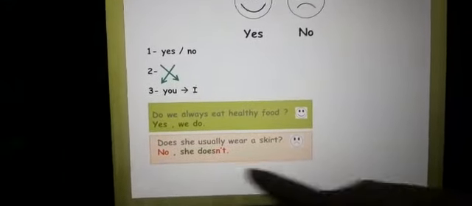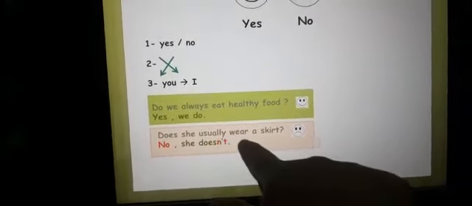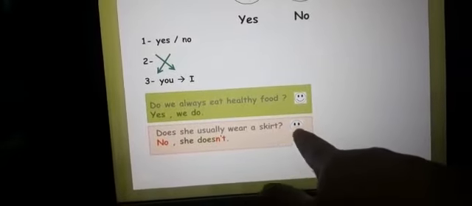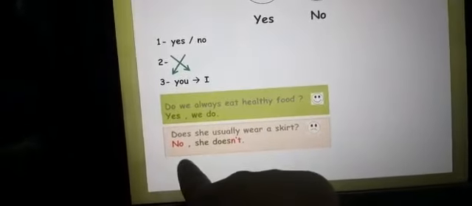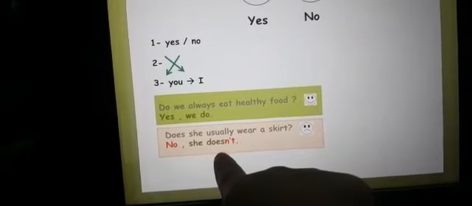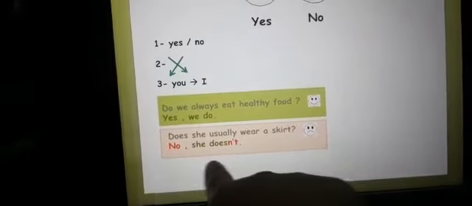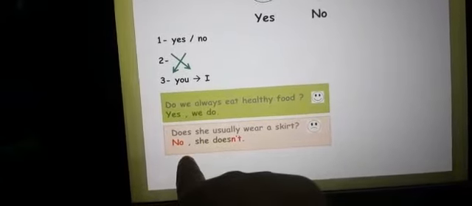Question number two. Does she usually wear a skirt and sad face? So sad face, yes or no? No. She doesn't. And we put not because we have no.